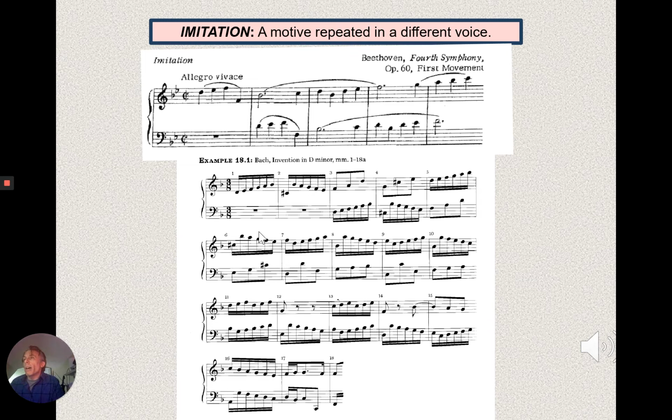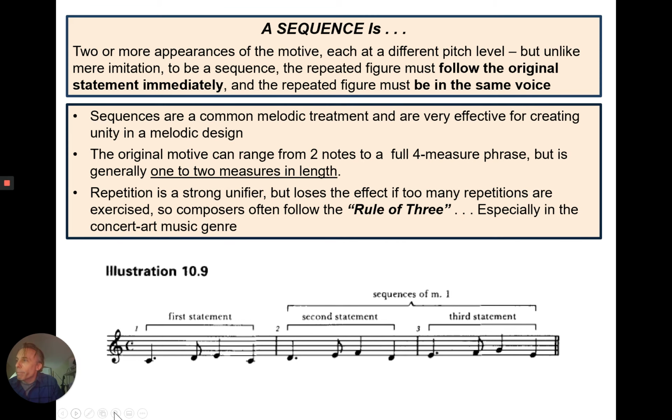So when you take an idea, and you set the same melodic idea in the same voice, but at a different pitch level, it is called a sequence. Okay, so two or more appearances of the motif, each at a different pitch level, but unlike mere imitation, to be a sequence, the repeated figure must follow the original statement immediately, and it has to be in the exact same voice. So it creates unity, but then when you depart from the sequence, it creates a little variety from that.